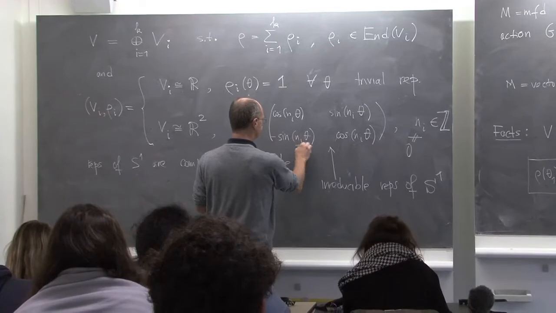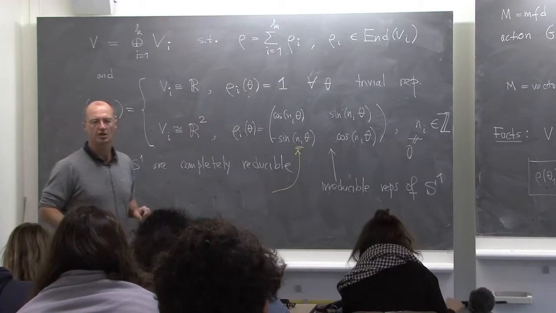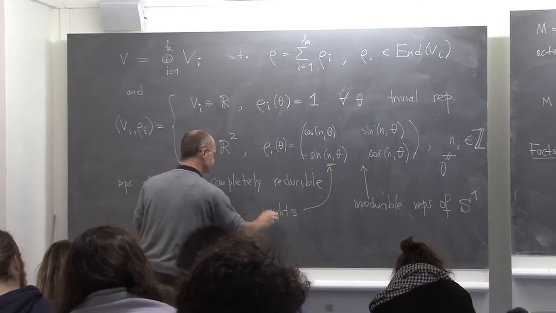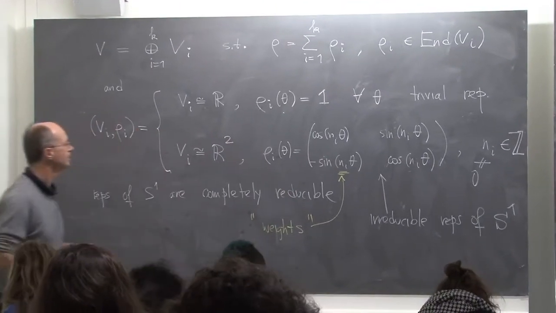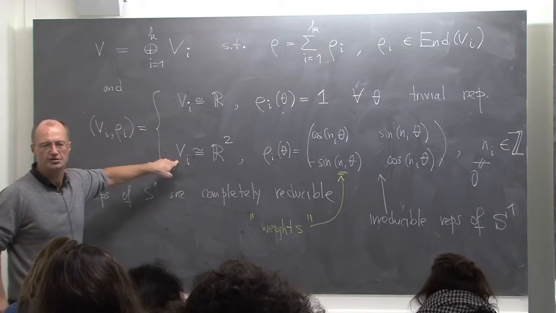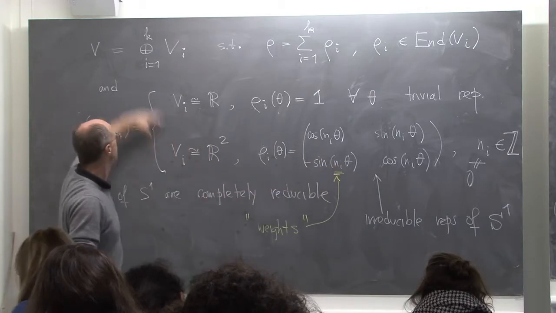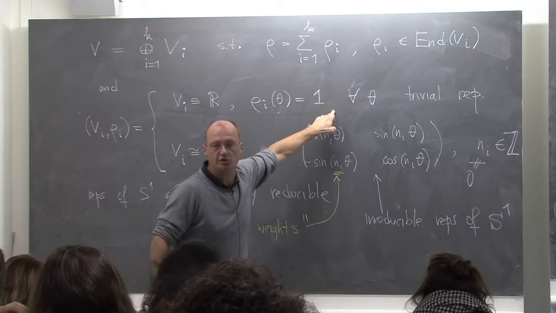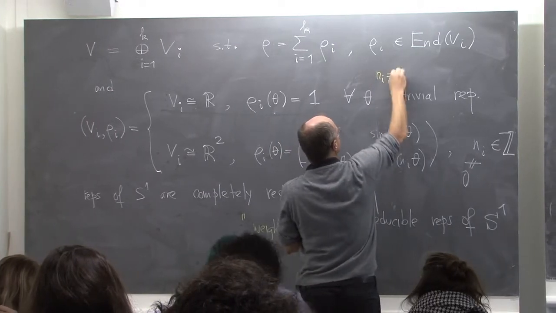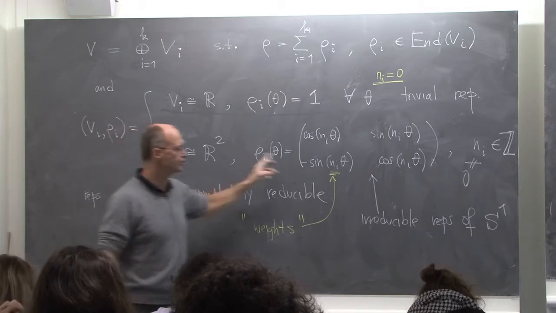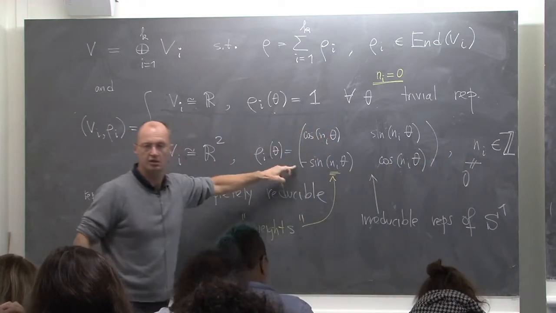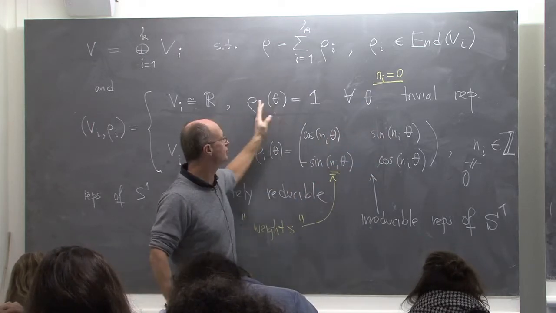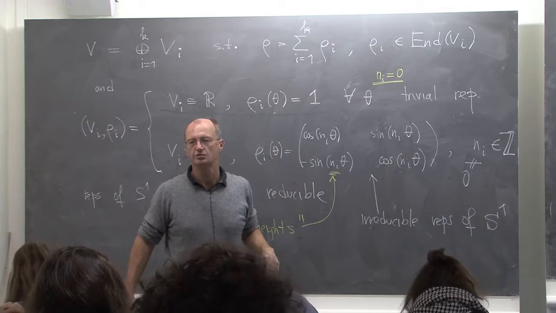One more thing about the terminology. So the integers n i are called weights. So the n i is the weight of the representation Vi. The collection of n i's is a collection of weights of the representation V. By definition, to the one-dimensional representation, we assign n i equal to 0. So non-zero n i's correspond by this rule to the two-dimensional representations. And the one-dimensional representation has no n i because it's not defined by this formula. But we simply say that the corresponding n i is 0.